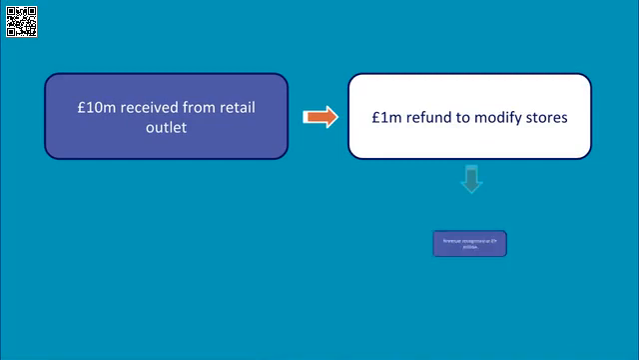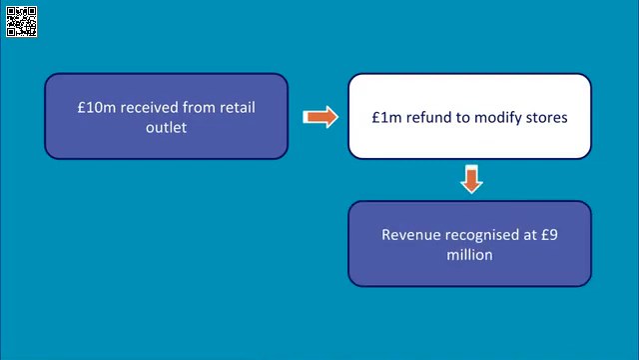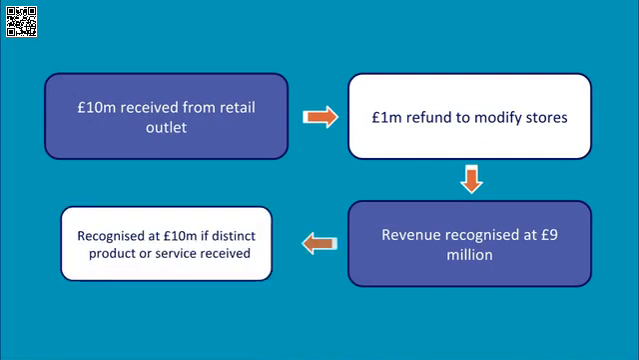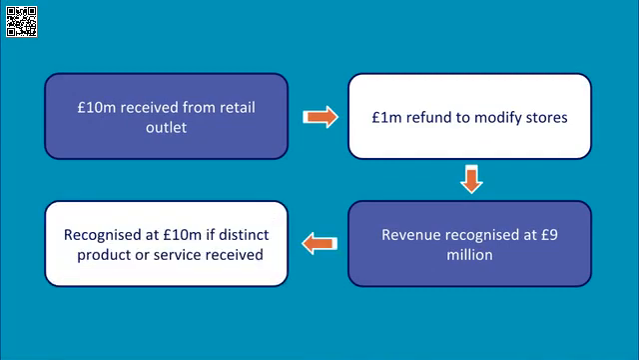In this situation, revenue would be recognised at £9 million, as the entity has not received a distinct product or service from the customer in respect to the £1 million. If the entity had received a distinct product or service whose fair value was £1 million, then revenue of £10 million could be recognised with a separate purchase of £1 million.